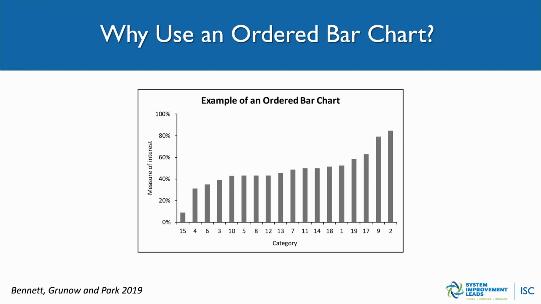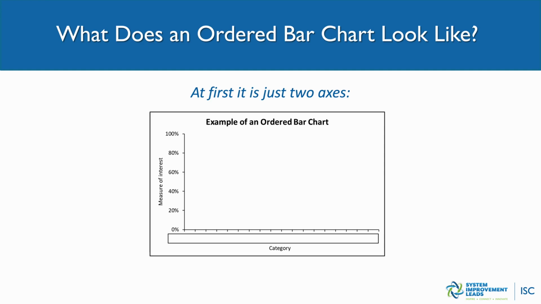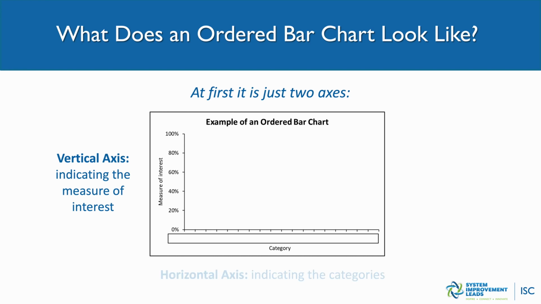Ordered bar charts help in the rapid sense-making needed when comparing data across various categories. It is not uncommon that an improvement team will want to compare data from across locations, individuals, classrooms, or some other category of interest. What does an ordered bar chart look like? At first, it is just two axes. There's a vertical axis that indicates the measurement of interest, as well as a horizontal axis indicating the categories.